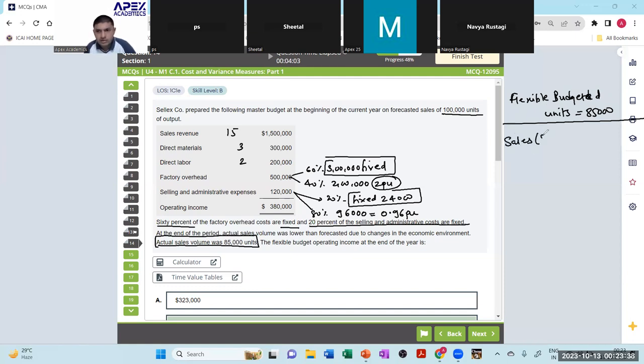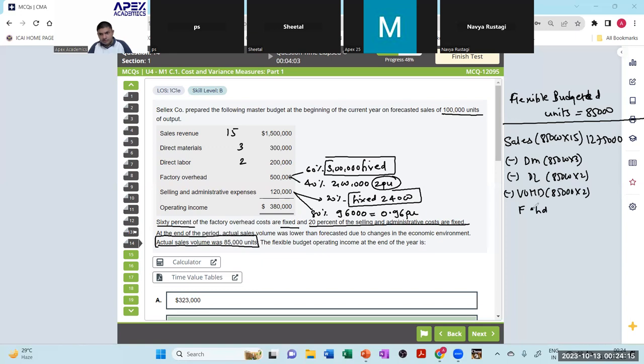Sales: 85 multiplied by 15. How much? 1,275,000. Minus direct material: 85 multiplied by 3. Direct labor: 85 multiplied by 2. Variable overhead: 85 multiplied by 2. Correct? Fixed overheads.